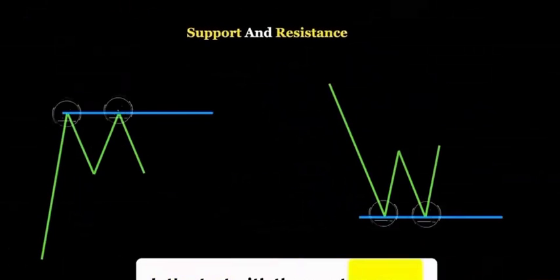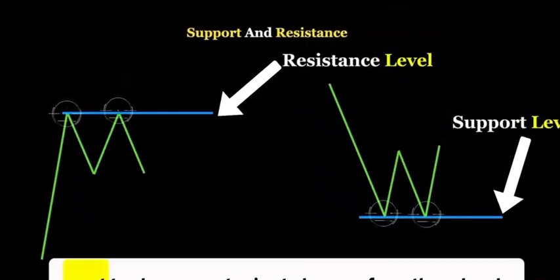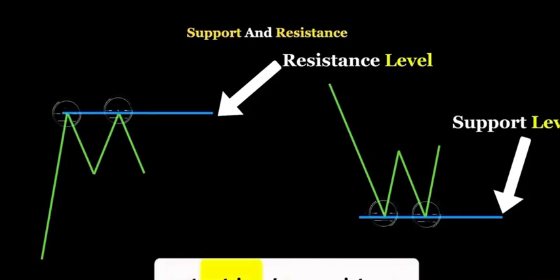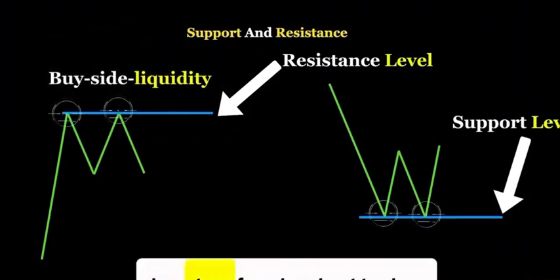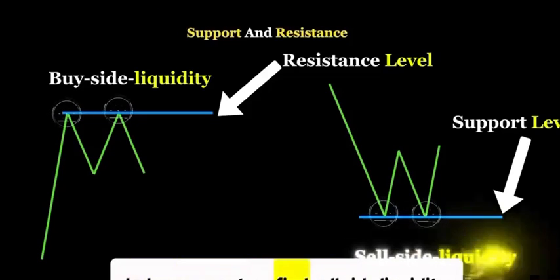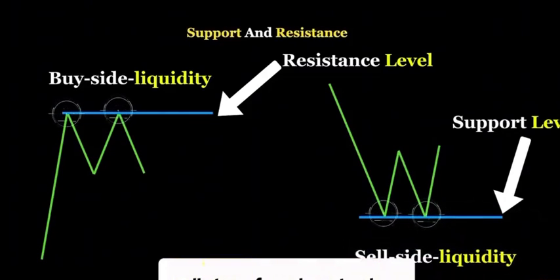Let's start with the most common, support and resistance. Most traders expect price to bounce from these levels. Smart money sees liquidity, not entries. Above resistance we find buy-side liquidity: buy stops from breakout traders, and stop losses from short sellers. Below support we find sell-side liquidity: sell stops from long traders, and breakout entries from sellers.